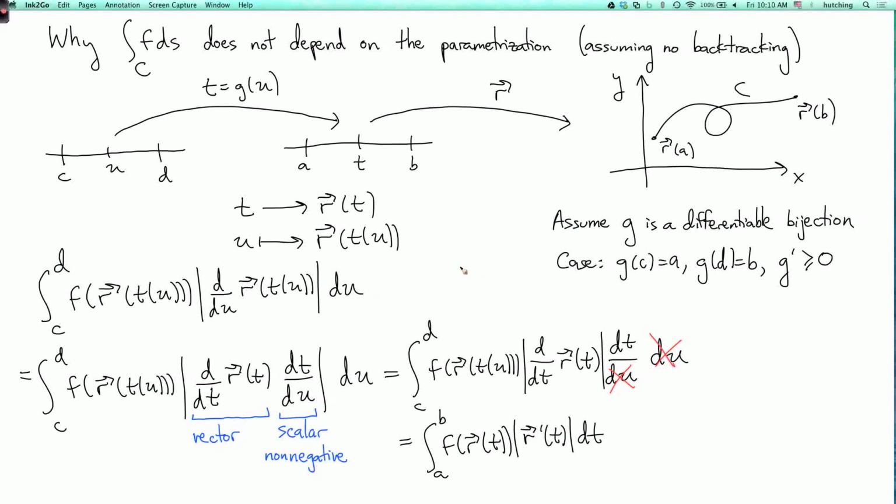Now, that was just the first case. So the second case, let's draw this in green. This is where g of c equals b and g of d equals a, and now g prime is going to be less than or equal to 0 everywhere. So this is where the map from u to t is switching direction. Okay, so what happens here? Well, now the scalar dt by du is non-positive.